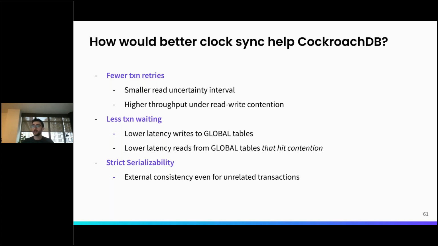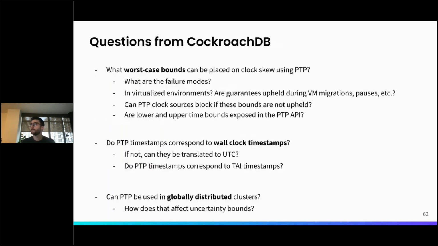Tighter clock synchronization would also help in that it could allow Cockroach to provide strict serializability, which means external consistency even for unrelated transactions. Those whose causal order can't be detected through the read uncertainty interval concept.